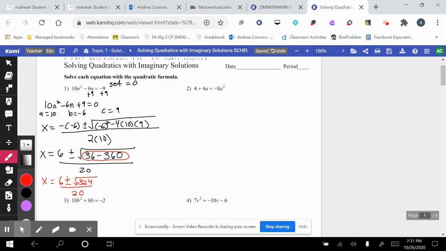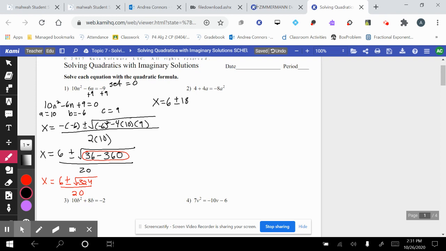And it's negative 324. And 324 has a common factor. And again, we have to simplify our radical sign. So it's really important here that you simplify your radical sign. And the square root of 324 actually becomes 18. So we have x equals 6 plus or minus 18, because the square root of 324 is 18.